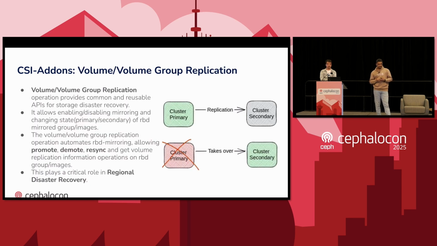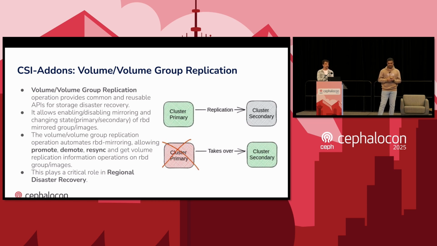The last one is the volume replication or the volume group replication. This is where we do the mirroring operation. As a Kubernetes user, they are not aware of the Ceph terminology. Sometimes they don't know what needs to be done at the back end to establish the mirroring connections and all those things.